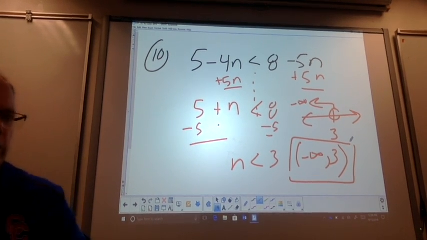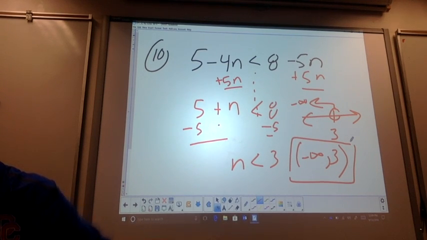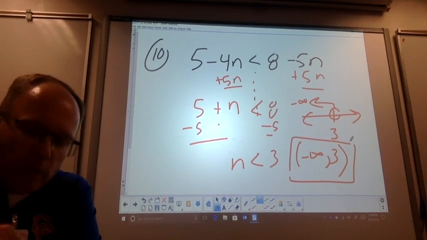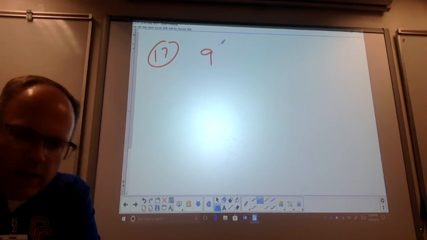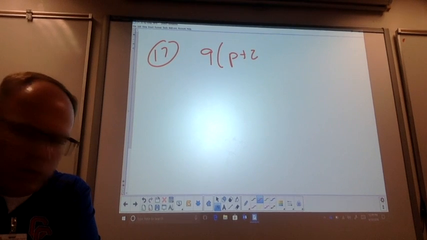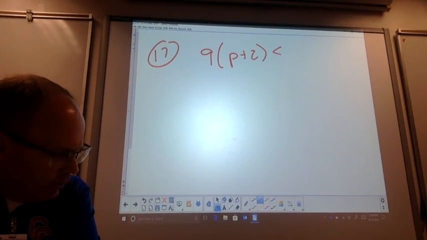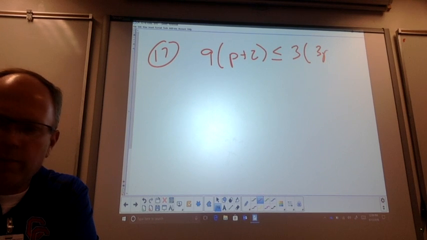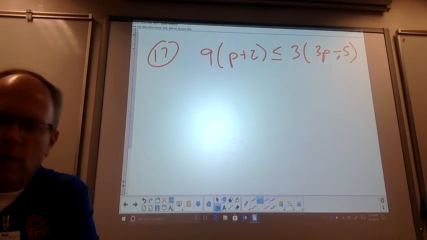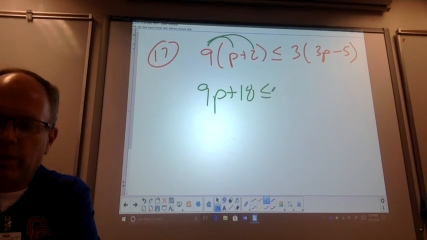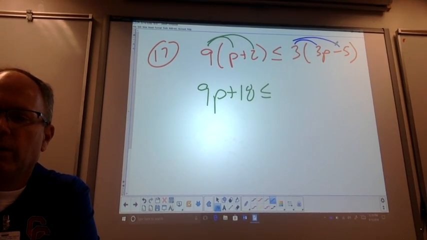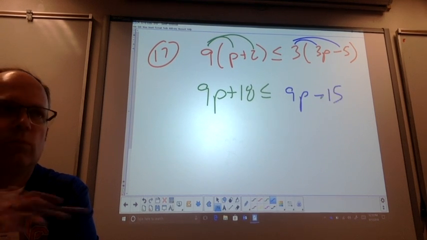Okay, page 35, 36. Number 17? You got it. All right, number 17. We have 9 times the quantity p plus 2, less than or equal to 3 times the quantity 3p minus 5. Is that the right one? Yeah. Let's take care of parentheses first. I'm going to distribute this here and here. That gives me 9p plus 18, less than or equal to, and then distribute here, 9p minus 15. We good?